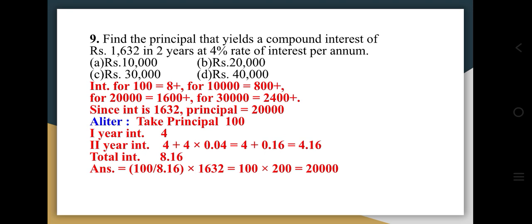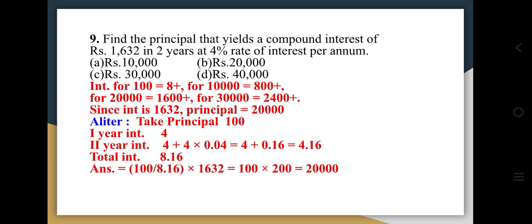Find the principal that yields a compound interest of rupees 1632 in 2 years at 4% rate of interest per annum. So in this problem we have to find out the principal amount that yields compound interest of 1632 in 2 years at 4% rate of interest per annum. And in the choices given, the choices are 10,000, 20,000, 30,000, 40,000. So the difference is very large.